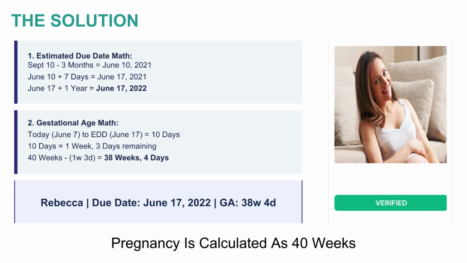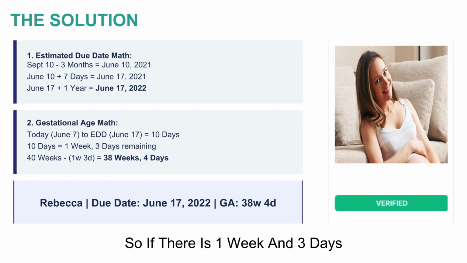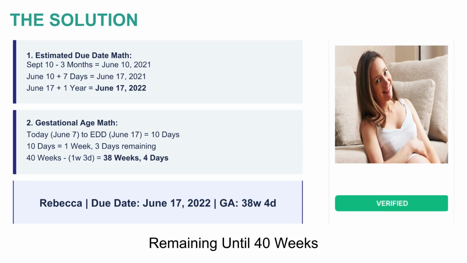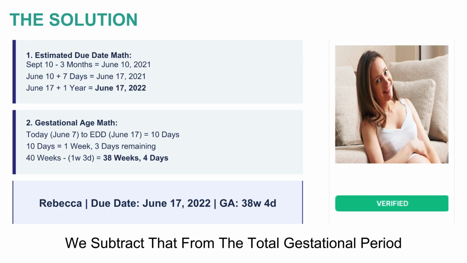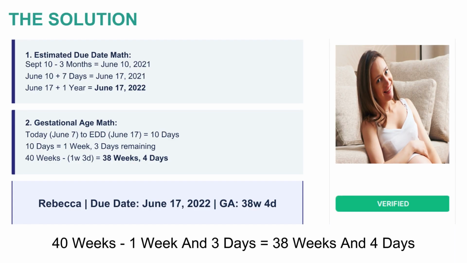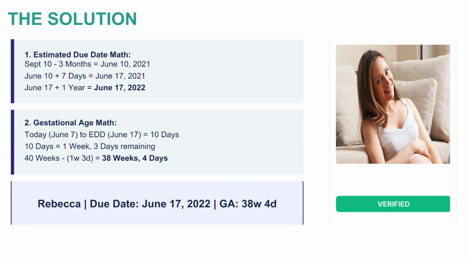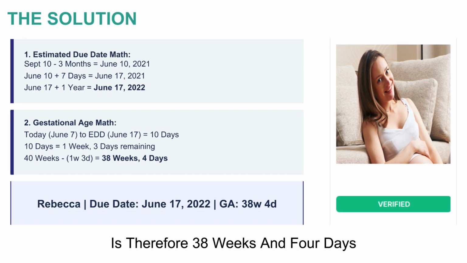Remember that a full-term pregnancy is calculated as 40 weeks. So if there is 1 week and 3 days remaining until 40 weeks, we subtract that from the total gestational period. 40 weeks minus 1 week and 3 days equals 38 weeks and 4 days. Rebecca's gestational age is therefore 38 weeks and 4 days.